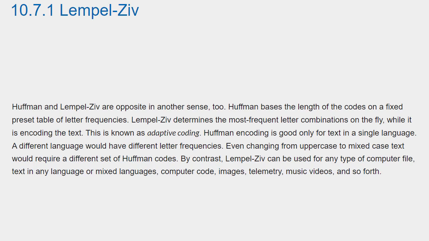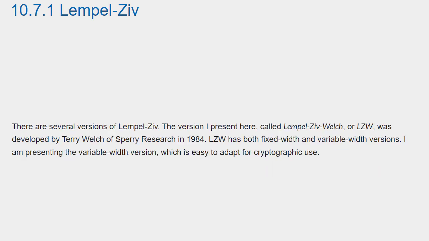Huffman encoding is good only for text in a single language. A different language would have different letter frequencies. Even changing from uppercase to mixed-case text would require a different set of Huffman codes. By contrast, Lempel-Ziv can be used for any type of computer file: text in any language or mixed languages, computer code, images, telemetry, music videos, and so forth.